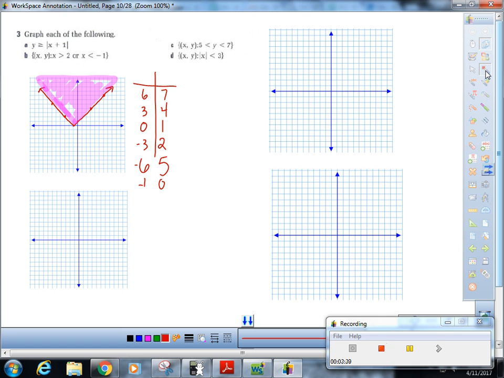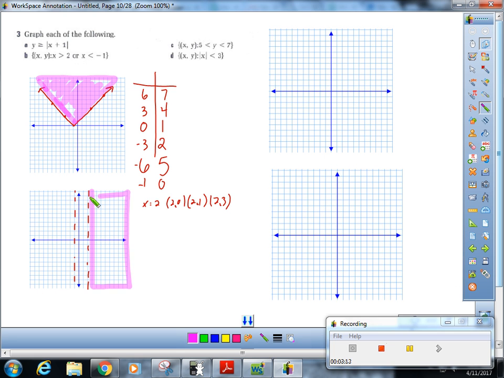Part B, x is greater than 2, okay? x is greater than 2. What does the line x equals 2 look like? Well, it's (2, 0), (2, 1), (2, 3). Indeed, it is vertical. So x is greater than 2 is going to be a dashed line. And we're going to shade everything to the right of that. x is less than -1 is going to be a dashed line over here. And we're going to shade everything to the left of that.